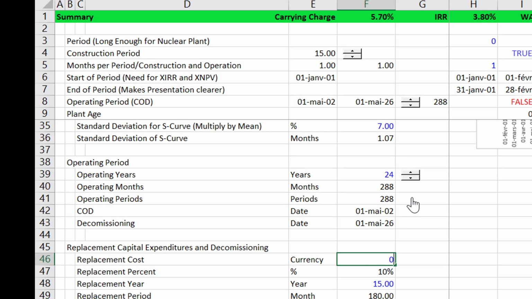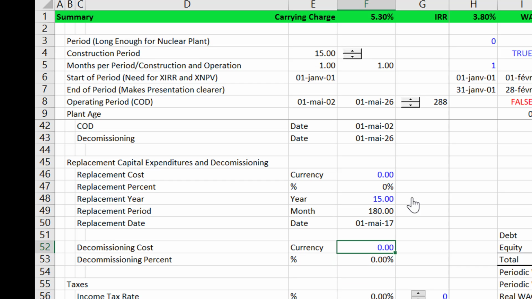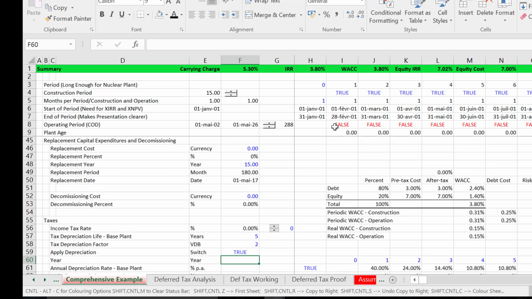Now if I put 0 for the replacement cost, so if I put 200 as the replacement cost, of course it's bigger, and then it depends on which year you spend the replacement, and then you can put a 200 as a decommissioning cost, and each time the equity return and the IRR, they're all working. Okay, and then we can put a tax rate. I haven't even put a tax rate in.